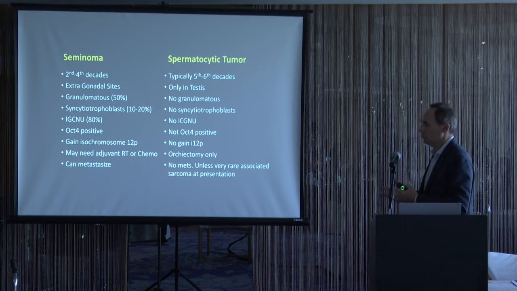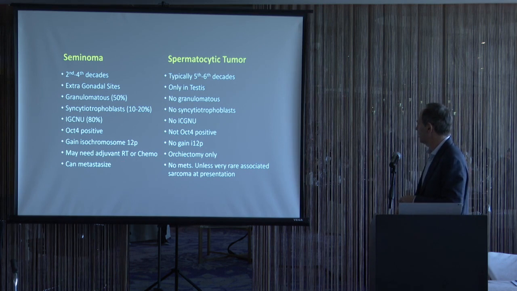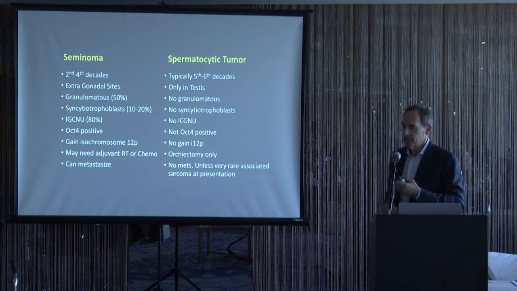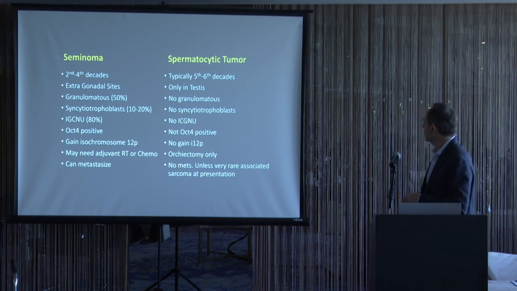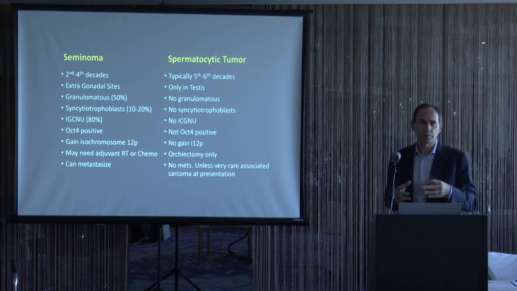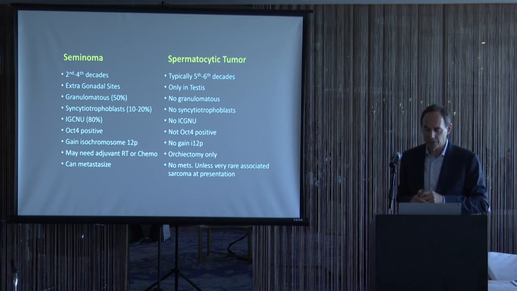And then from a treatment and prognosis standpoint, which is most critical, seminomas, if they're more advanced stage, need adjuvant radiation therapy or chemotherapy. For spermatocytic tumor, the entire treatment is just orchiectomy. Seminomas can metastasize, obviously, whereas spermatocytic tumors have no potential to metastasize. And it's actually striking because, as we'll go through the histology of spermatocytic tumors, they're actually very pleomorphic and much more pleomorphic than seminomas. But despite their pleomorphism, again, they just do not metastasize.